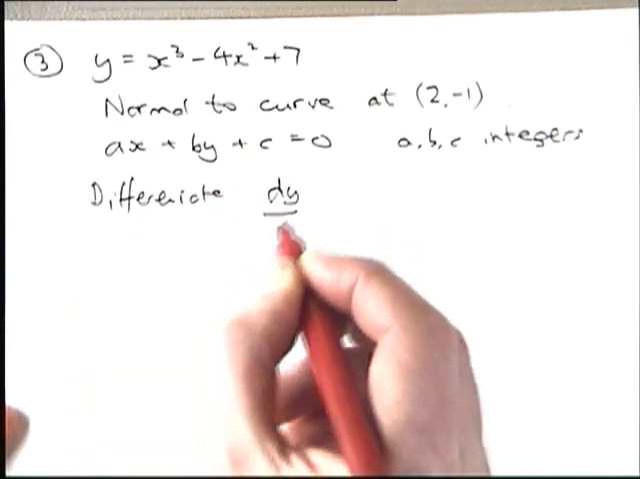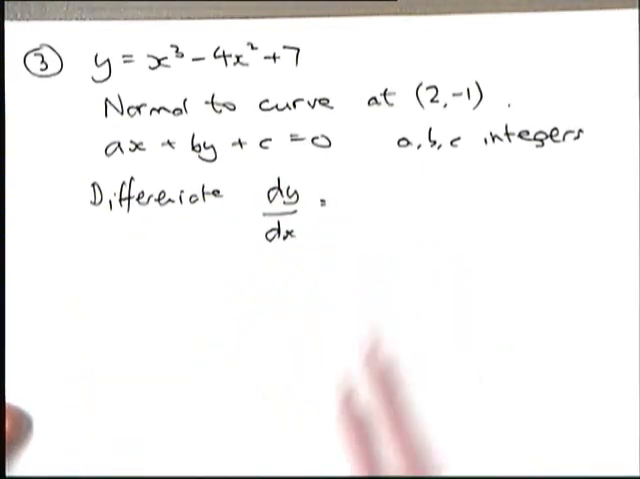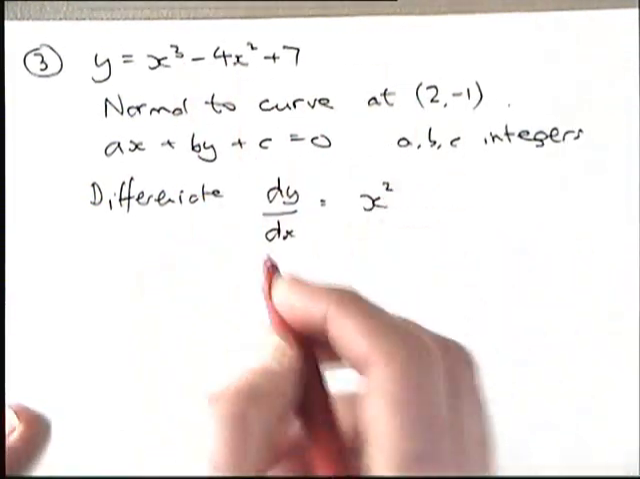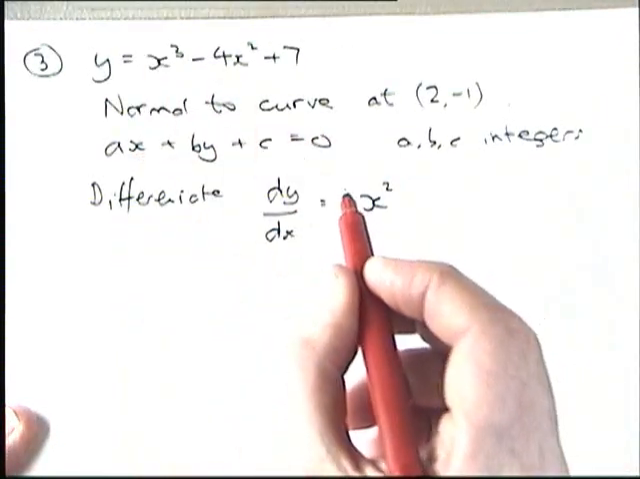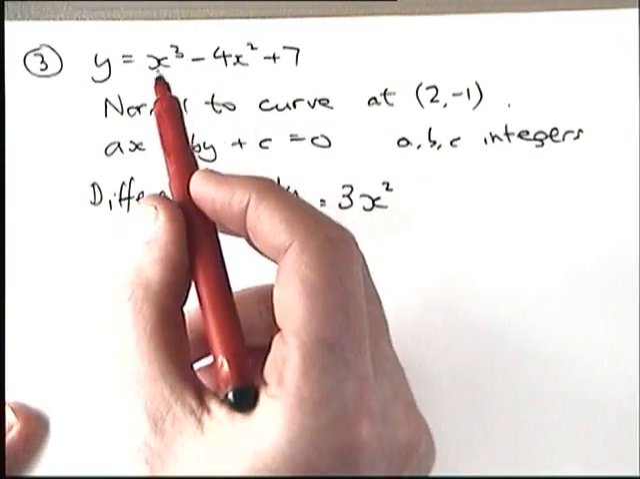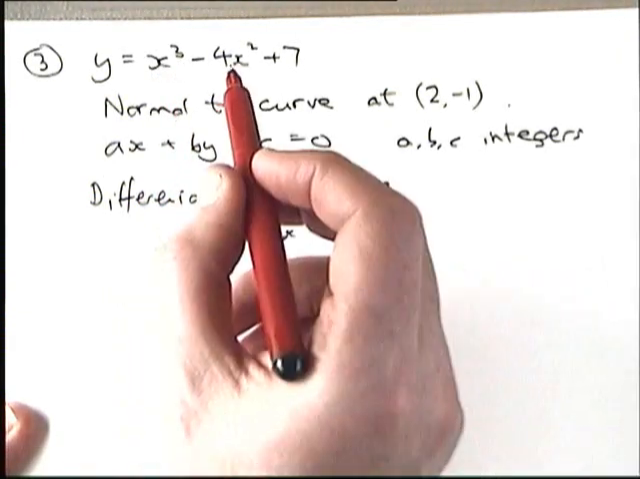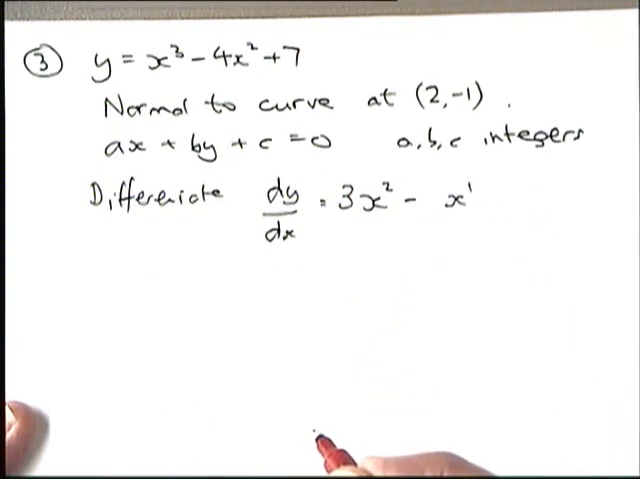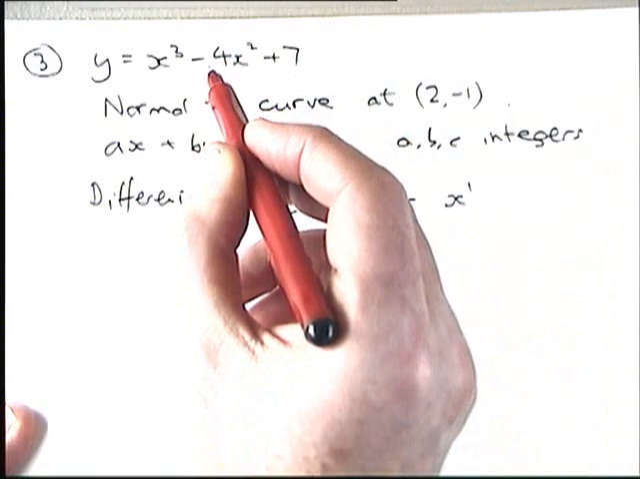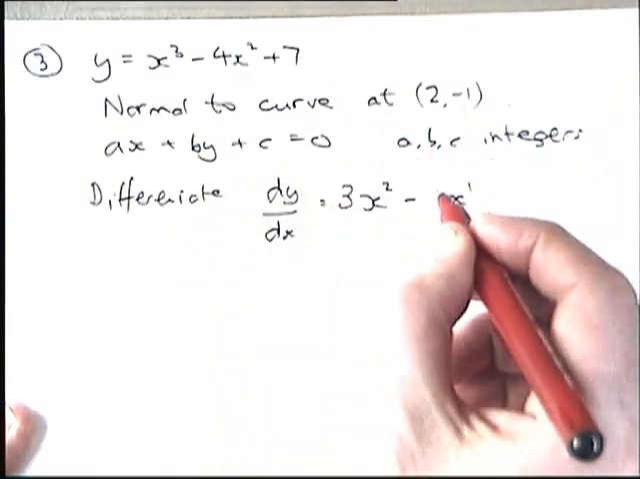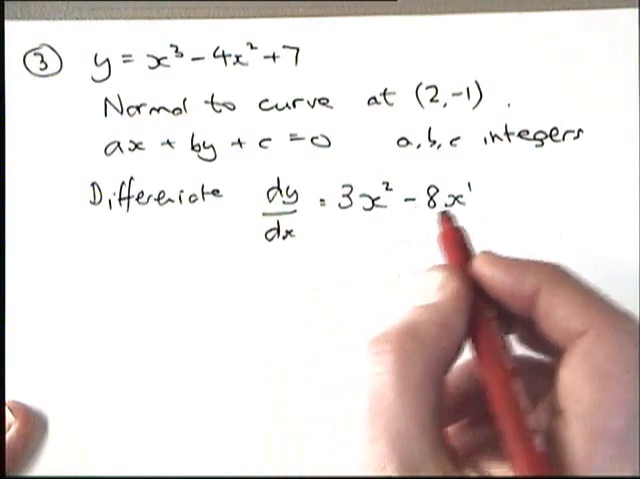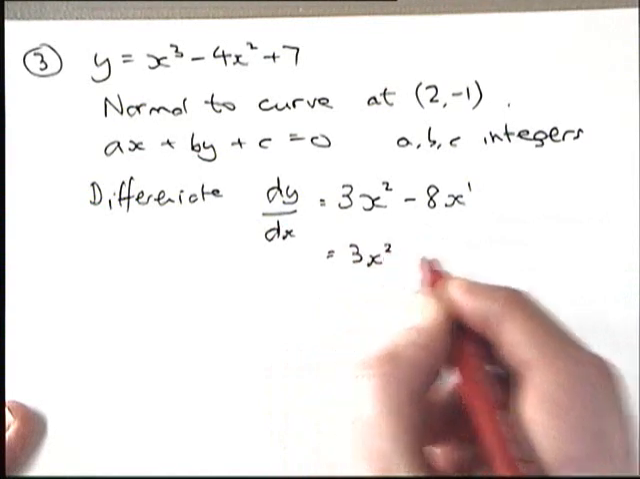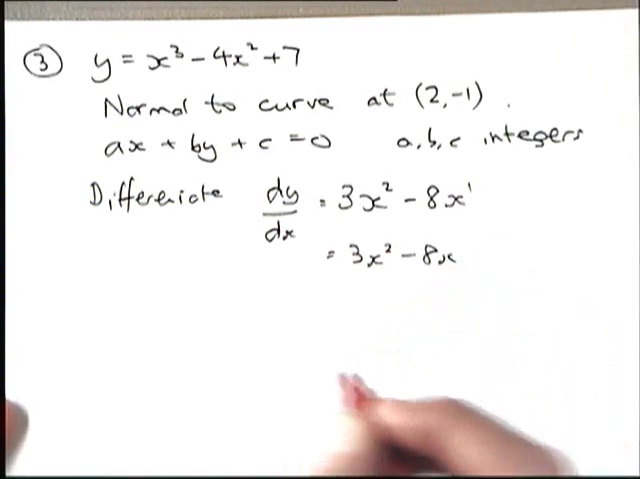And that means you need to find dy/dx. So remember, what you do here is you knock 1 off the power, so that becomes a 2, and the power comes down the front and multiplies by what we've got. So you differentiate x cubed, we get 3x squared. If I differentiate this one, the power on the x goes down by 1, so that becomes a 1, and the 2 is multiplied by the 4, so I get 8. So I get 3x squared minus 8x to the power of 1. Remember, x to the power of 1 is just x, so it's 3x squared minus 8x.